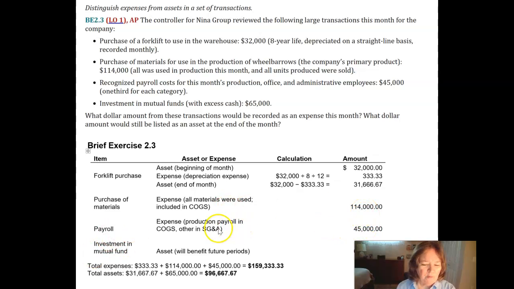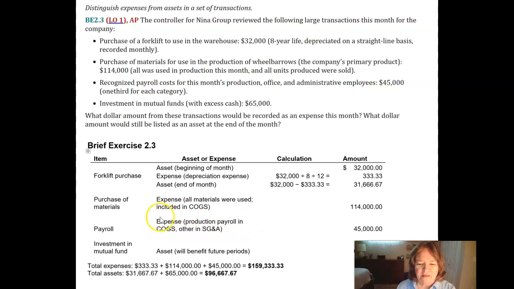And payroll by definition is used up. Okay, you get this at the end. You don't get paid in advance, correct? All right. So the expense of production payroll is in cost of goods sold, and the other one would be in sales, general, and administrative expenses. And that's a little bit different.